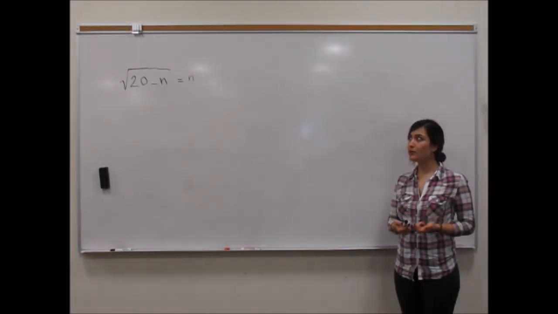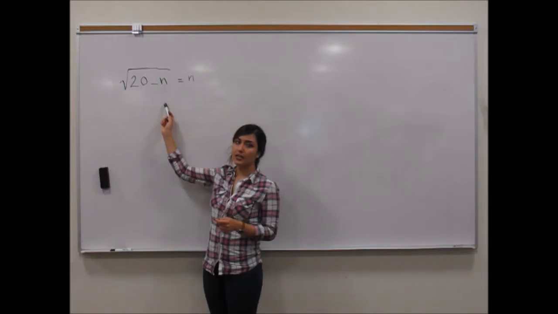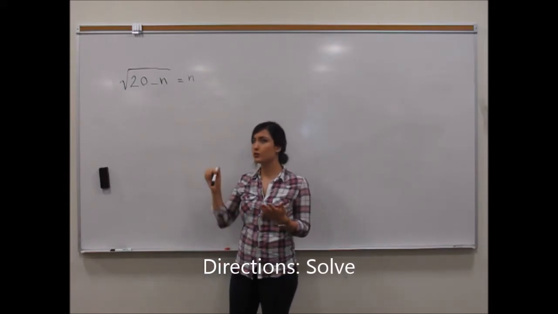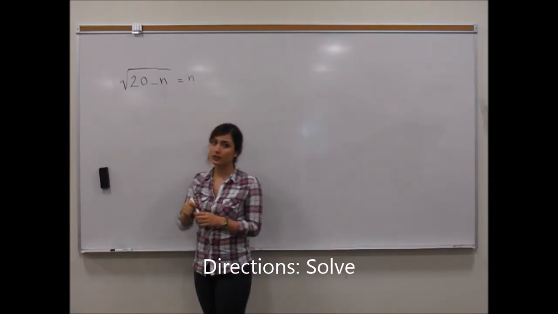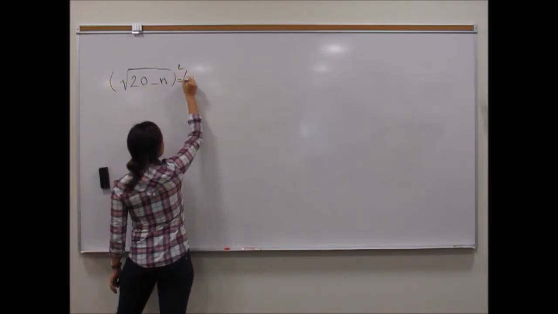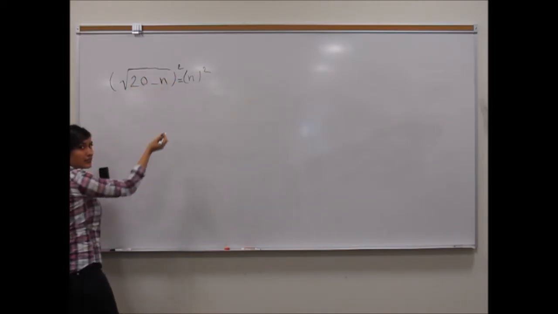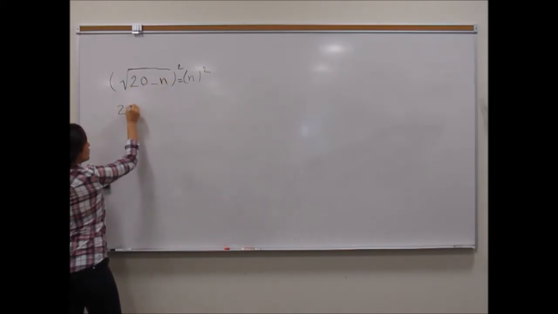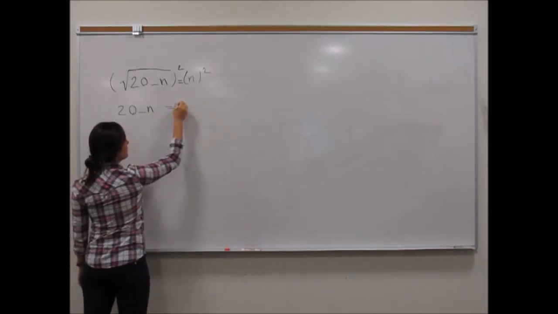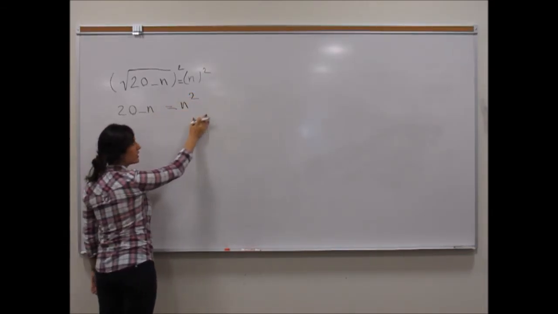In some examples, you have more than one of the same variable, like this example here. I have √(20 − n) = n. Let's square both sides to get rid of the radical. So if I square both sides, the second power and the square root would cancel each other, so I would have 20 − n = n squared, and then let's just move everything to the other side.